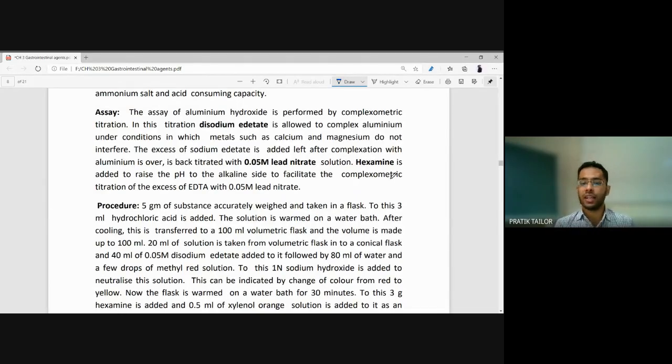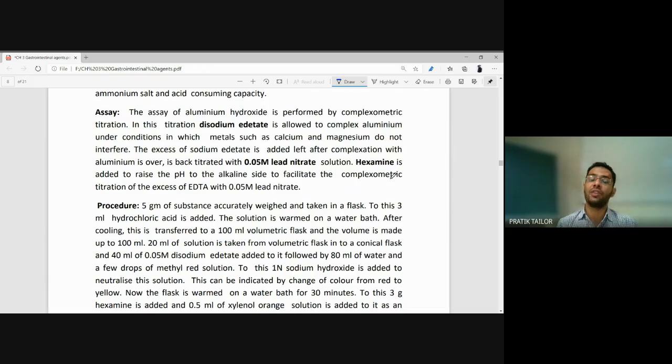It is not directly soluble in water. You will use hydrochloric acid to make the solution of aluminum hydroxide gel. Okay, then we are neutralizing the excess of acid by adding a base. Then we are adding hexamine, and you are back titrating with the lead nitrate.